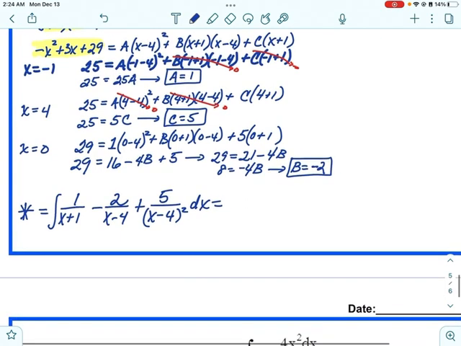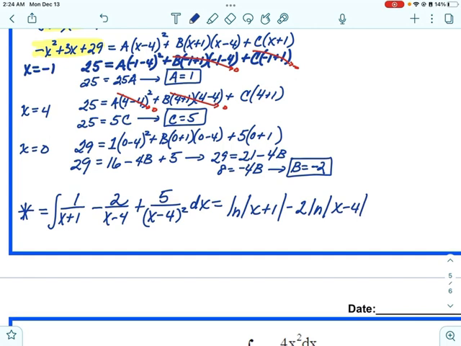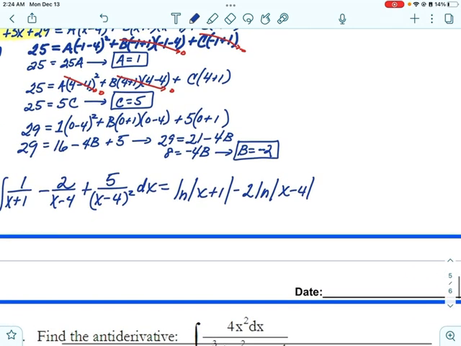So then my answer is the natural log of the absolute value of x plus 1, minus 2 times ln of the absolute value of x minus 4. And then I've got a real simple u-substitution, which gives minus 5 over x minus 4, raised to the power 1, and plus C. Let me just think for a moment about this. 5 is negative 1 over negative 1. Got it. And here's your answer then.